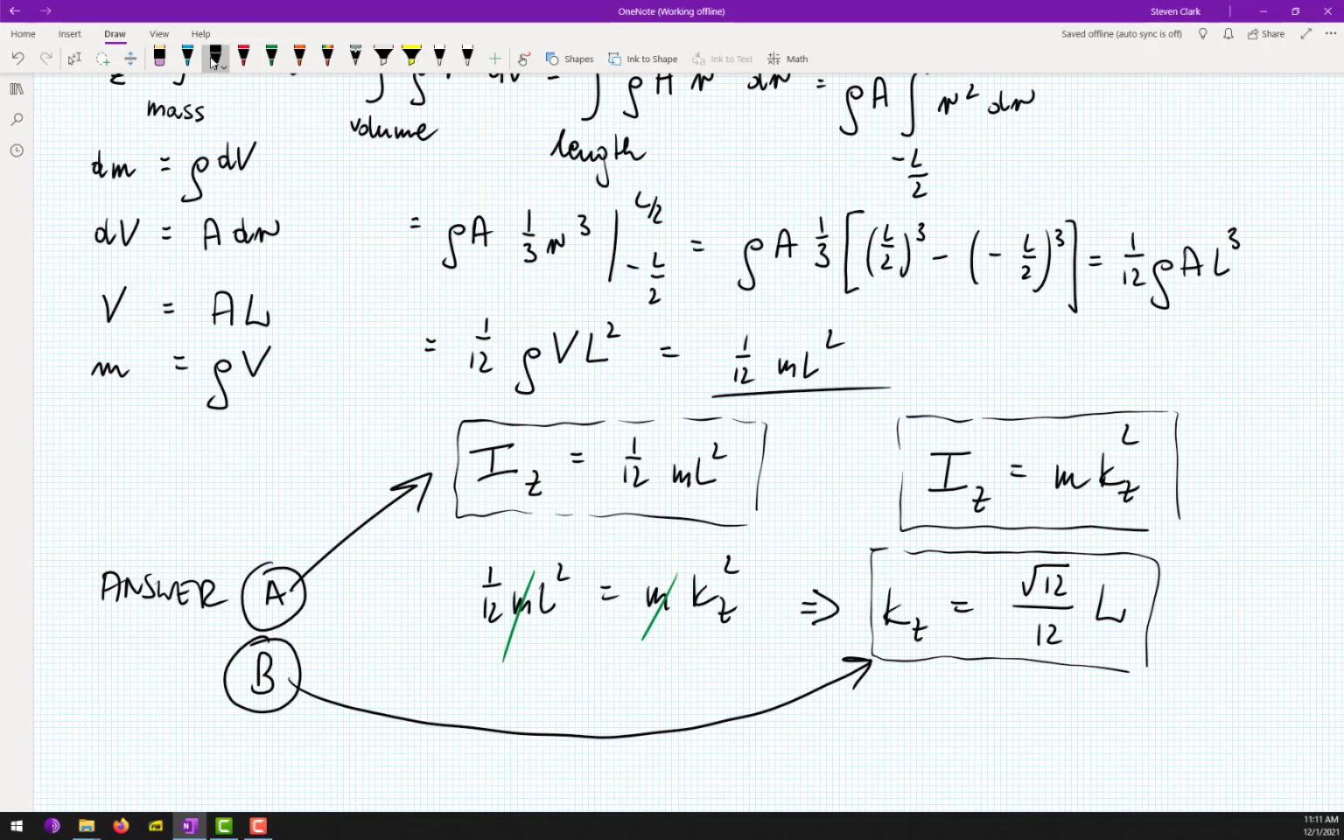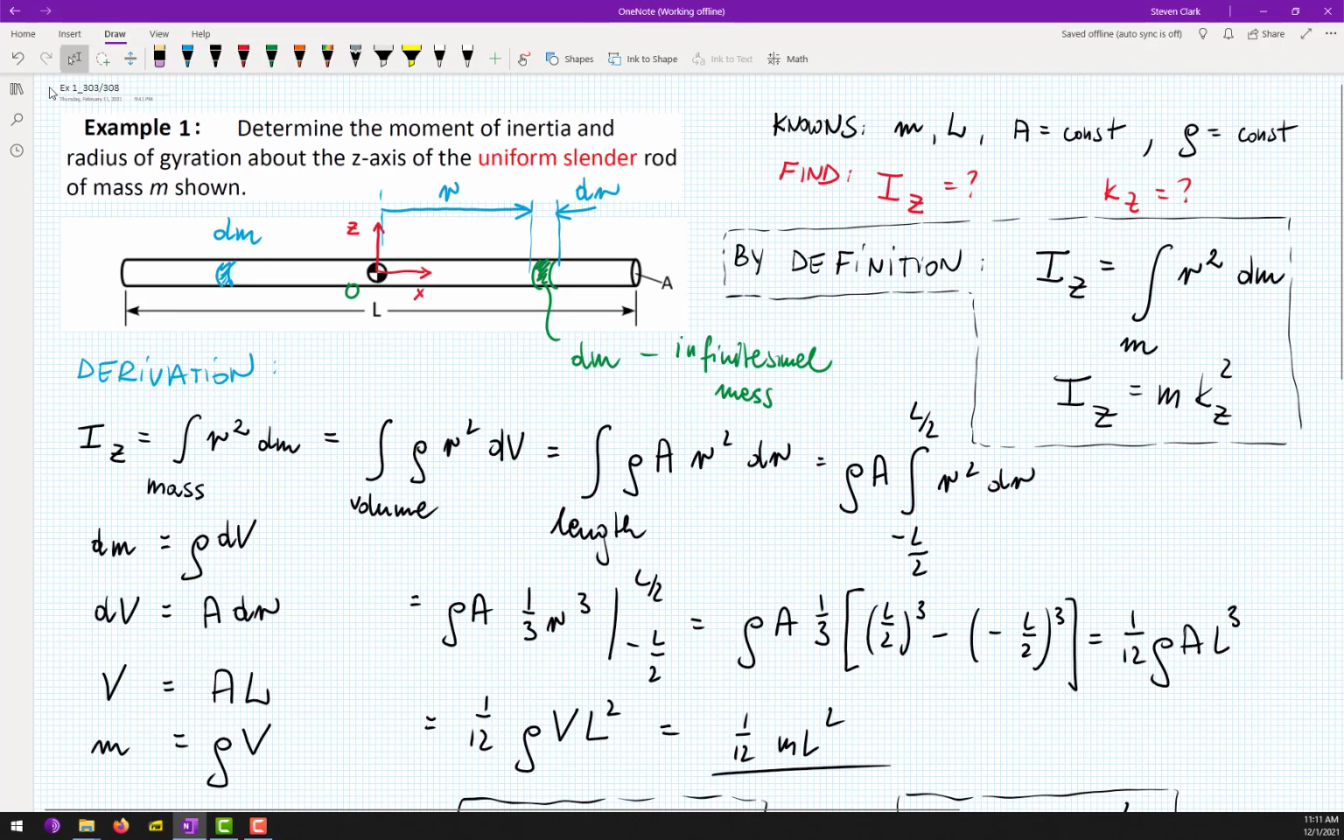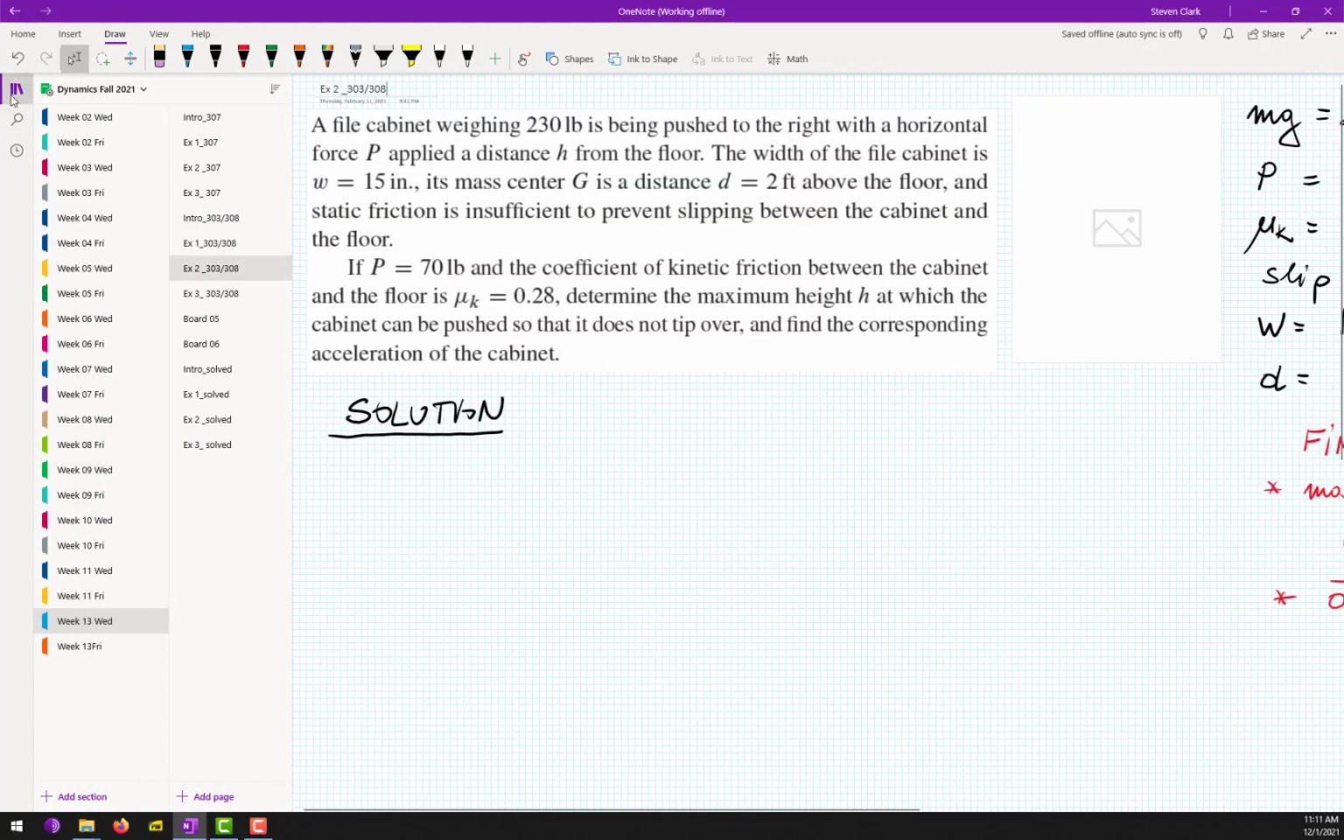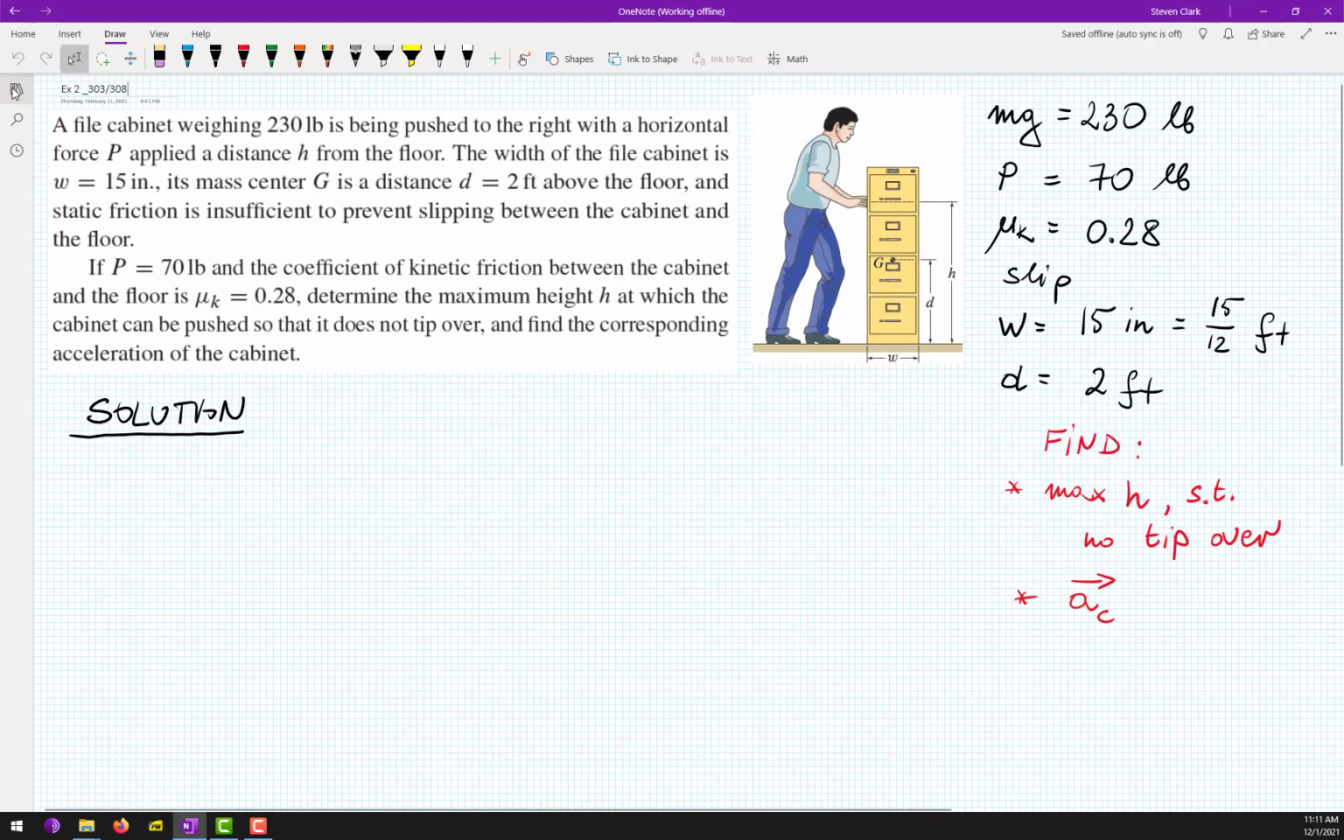Okay, so what? Do you want to do example number 2 right now? Let's do it. Example number 2. As usual, please read and understand the problem statement before we start our solution.